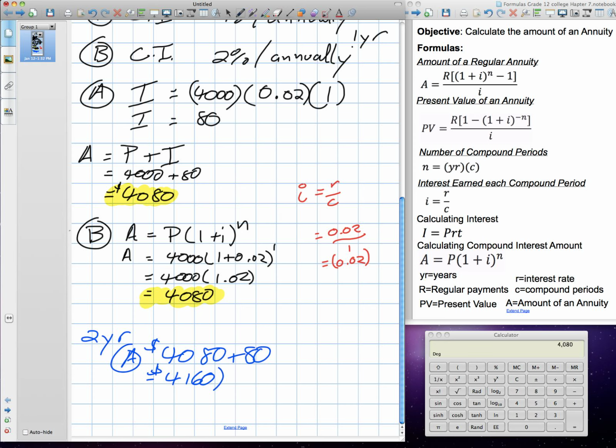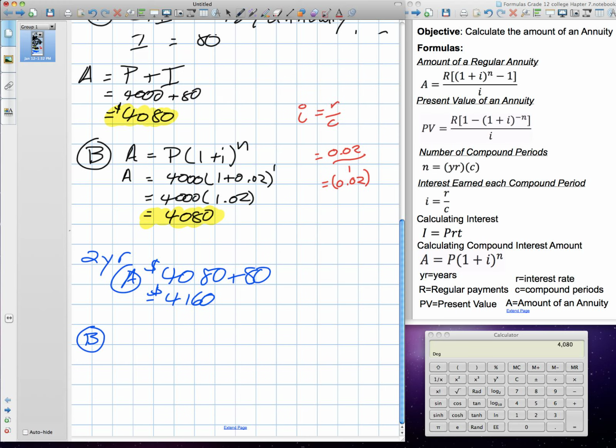Now, the hard one is compound interest over 2 years. You've already calculated it? Wait till I explain it. Now we're going to go back to that formula for the amount. A is equal to P(1 + i)^n. Our principal is the original principal. We don't go and do 4,080 like we did in the simple interest account. We still plug in the 4,000 we started with. Our i is still 0.02.